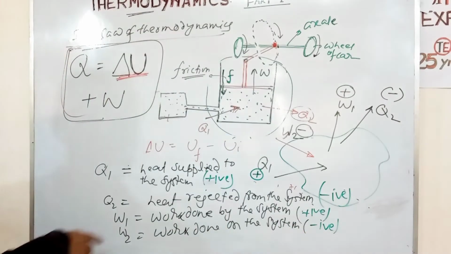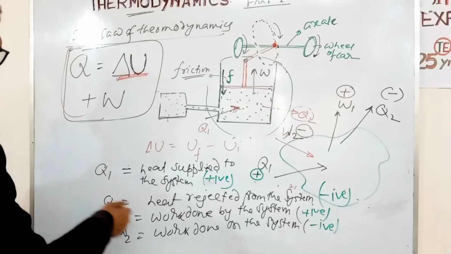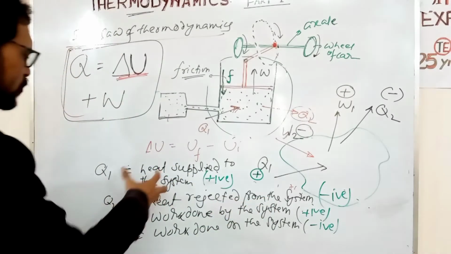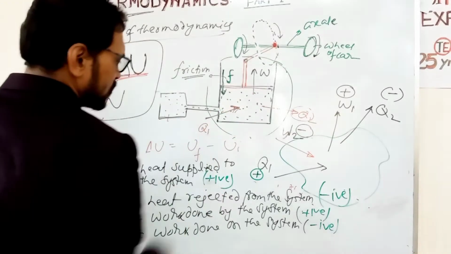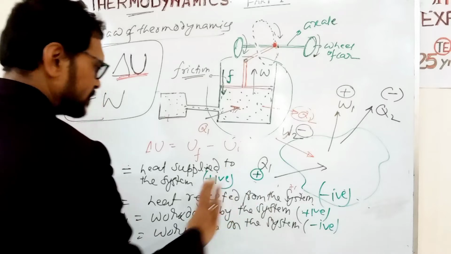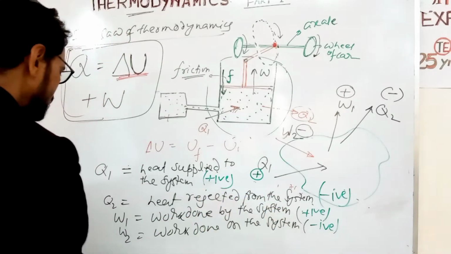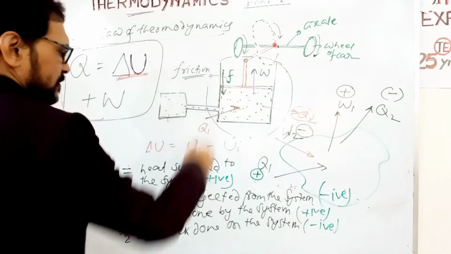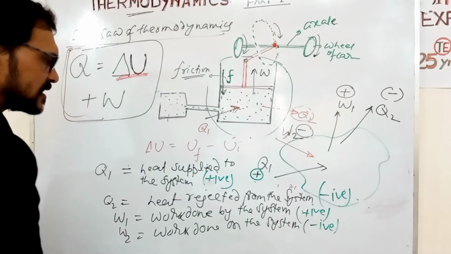So heat supplied to the system is positive, because this heat helps the machine to work. Heat rejected from the system: as more heat is rejected, the machine does not perform well, so we take this as negative. Work done by the system is our purpose, so this is positive, and work done on the system, that is the friction, we take as negative.